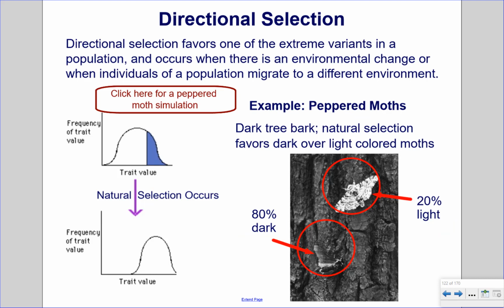Directional selection. Directional selection favors one of the extreme variants in a population and occurs when there is an environmental change or when individuals of a population migrate to a different environment. For example, the peppered moths. On dark tree bark, natural selection favors dark over light-colored moths. Click here for a peppered moth simulation.